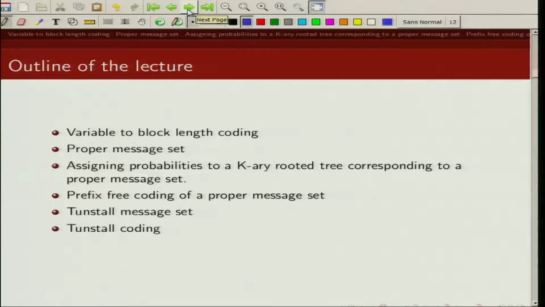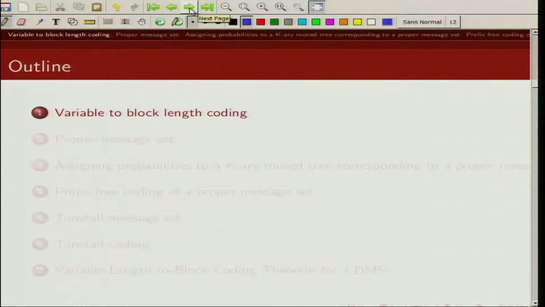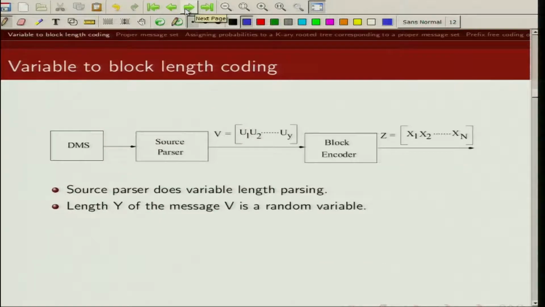Subsequently, we will define what is an optimal proper message set, which is known as the Tunstall message set, and we will talk about optimal variable to block length coding when the source is parsed according to a proper message set, and that's known as Tunstall coding. And finally we'll give bounds on expected code word lengths. So let us start this discussion.